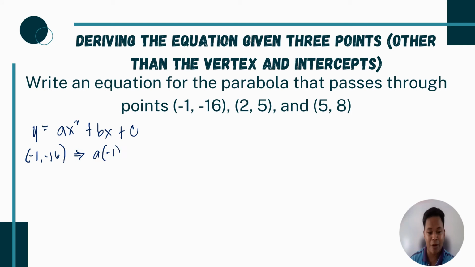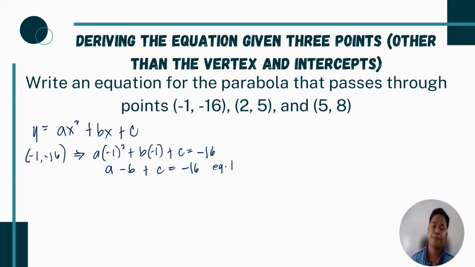Using the point (-1, -16), we have a times the quantity -1 squared plus b times -1 plus c is equal to -16. Then, let's simplify. -1 squared is equal to +1. So, we have a. b times -1 is negative b, so we have negative b here, plus c is equal to -16. So, this is our equation 1.